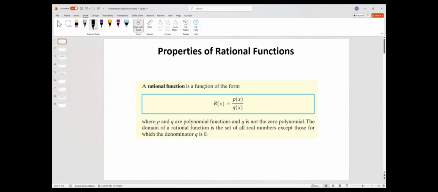So the domain of the rational function is the set of all real numbers except those for which the denominator q is 0. That means that when we calculate the domain of a rational function, we must exclude from the domain any number making the denominator of the function equal to 0.